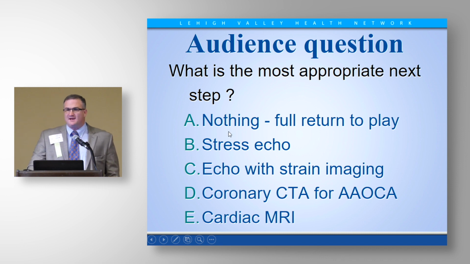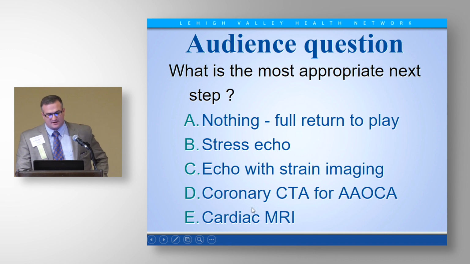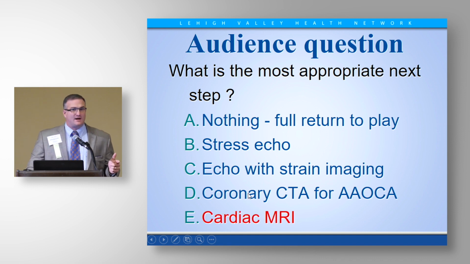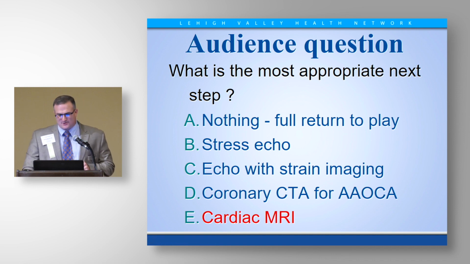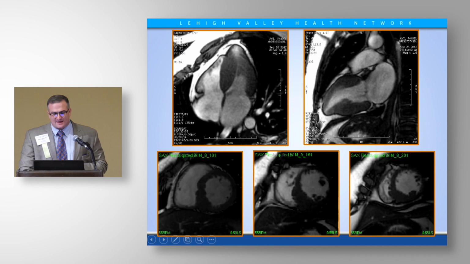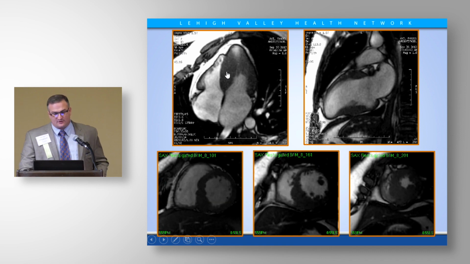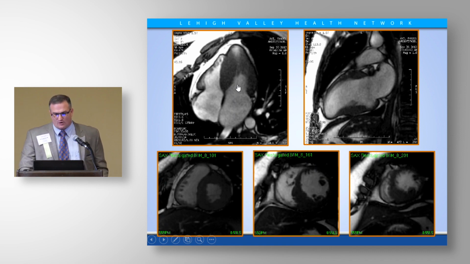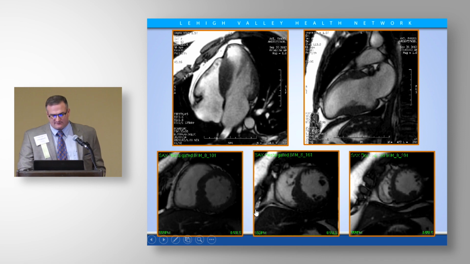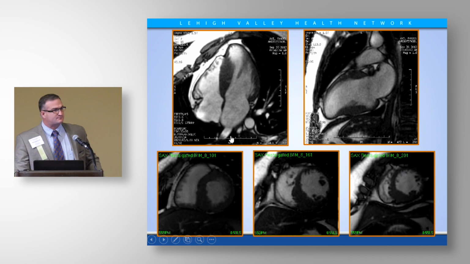So you could argue many of these are appropriate. Stress echo wouldn't be unreasonable, an echo with strain imaging. I probably wouldn't CT this young man, but this is a talk on MRI, so hopefully you would have guessed MRI. So that's what we did. We sent him on for cardiac MR, and hopefully you're seeing that there is a marked difference between the septal wall here and the lateral wall, inferior septum here and here.